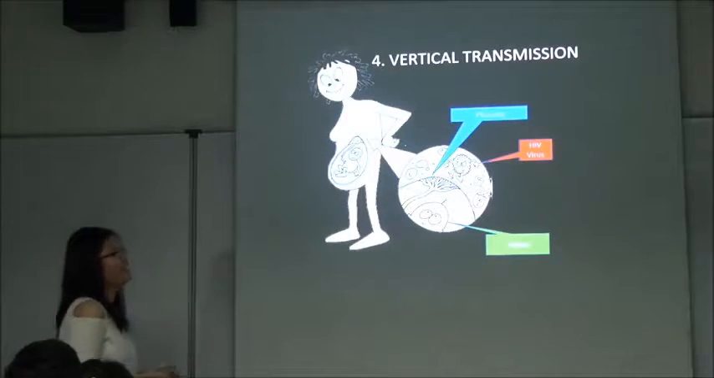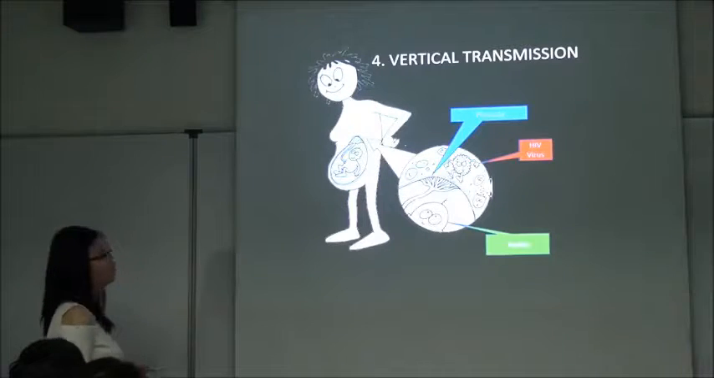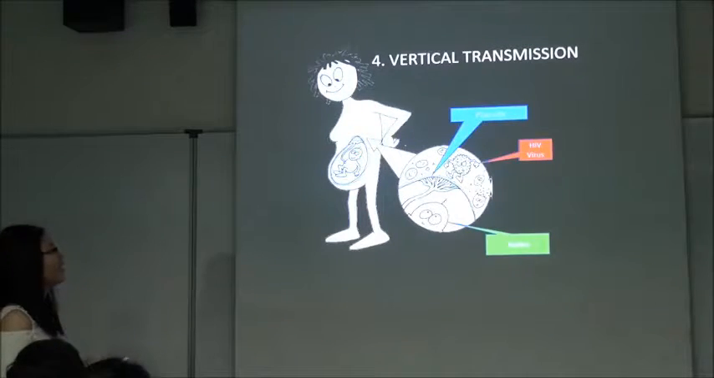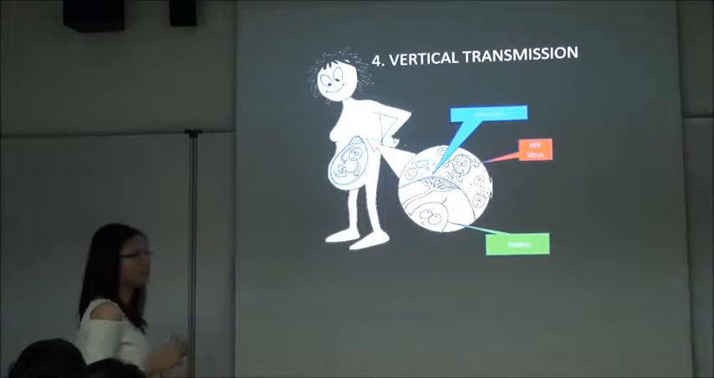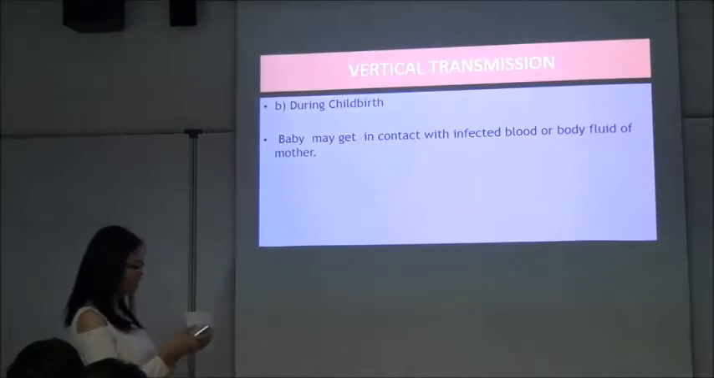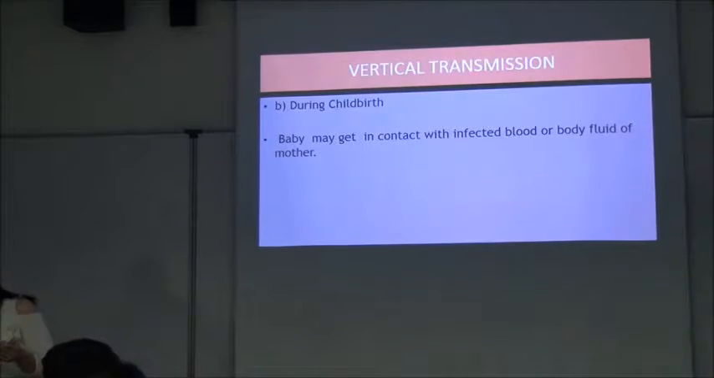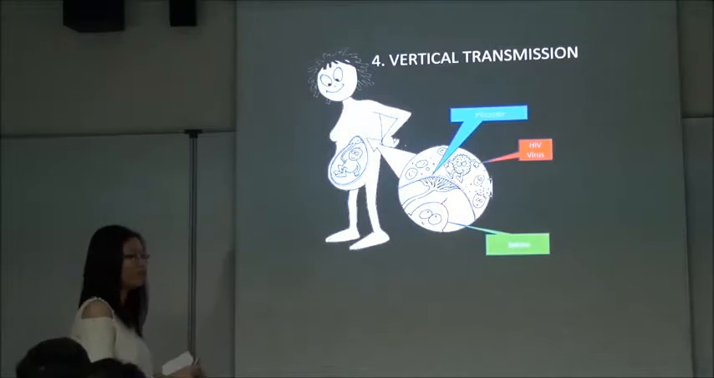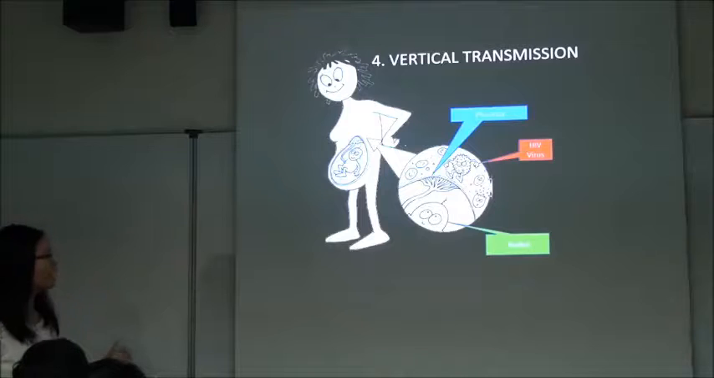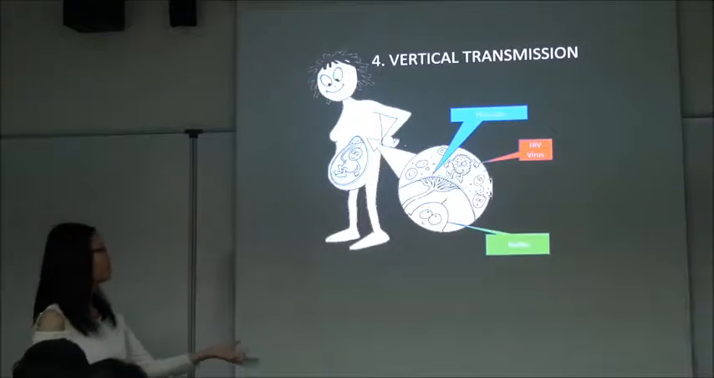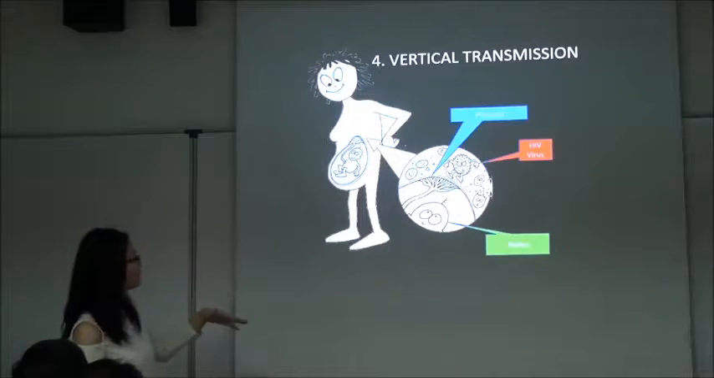Okay, fourthly, HIV can be transmitted from mother to child, and this is known as vertical transmission. Vertical transmission can occur during three phases. Firstly, during pregnancy, childbirth, and also through breastfeeding. So the HIV virus is small enough to cross the placenta from the mother's blood to the fetus.